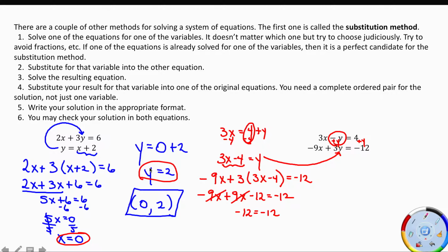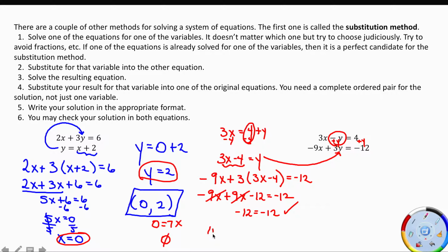But if my variables disappear, I either get something that's true or something that's crazy. If I get something like this that's not true, I can never have 0 equals 7. That's my indication that my answer is no solution. But if I get something that's always true, what that means is no matter what I plug in for x, I'm always going to get a correct answer, that negative 12 is negative 12. Yes. So this is my infinite solutions.